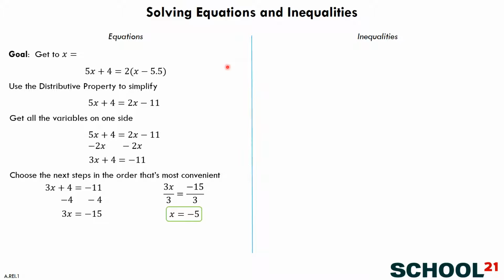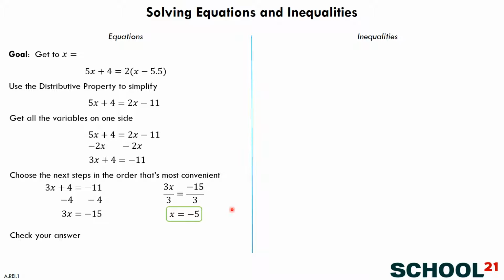So again, the steps we went through is to go ahead and take care of any distributive property to simplify. Then I like to get all the variables on one side. Then do the steps that are in the most convenient order for you. And here we did subtraction first, and then we did our division. And it's always a good idea. I know students don't like to take the time to do this sometimes, but it's always a good idea to check your answer.